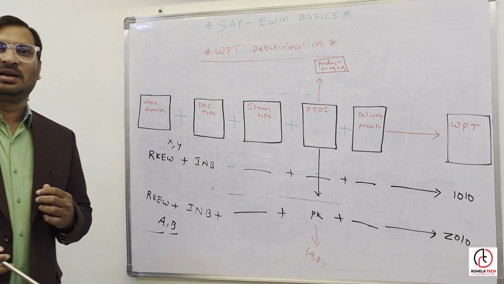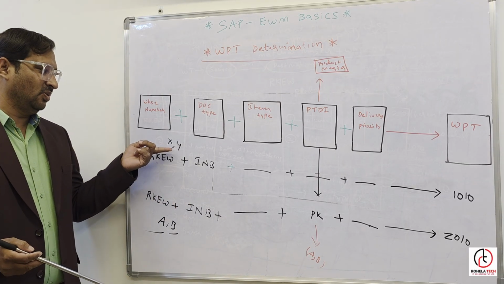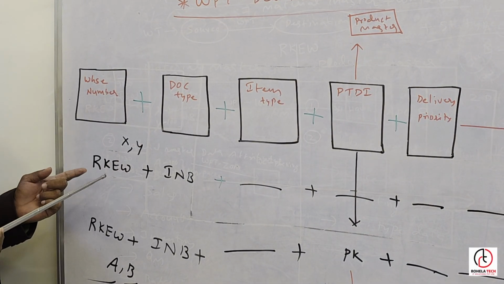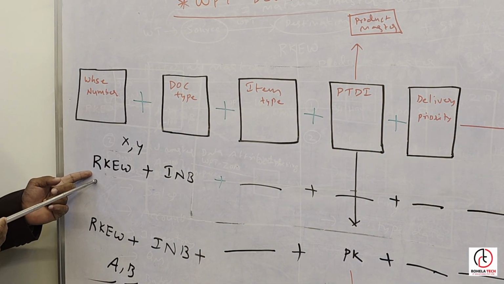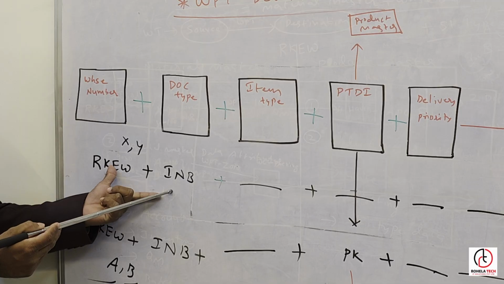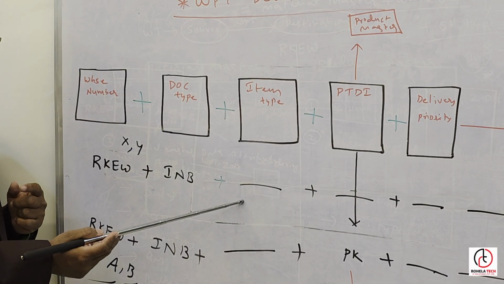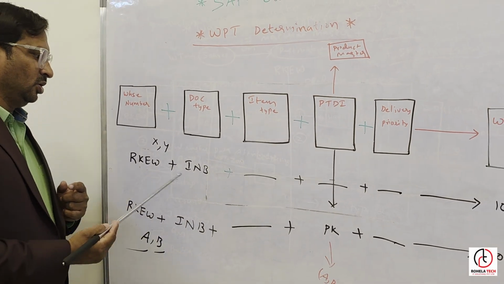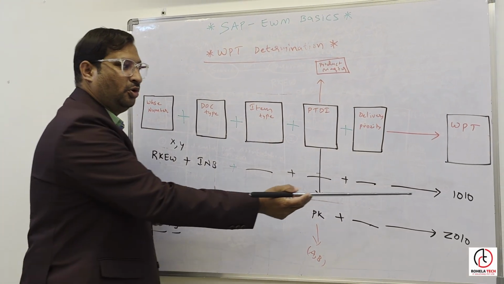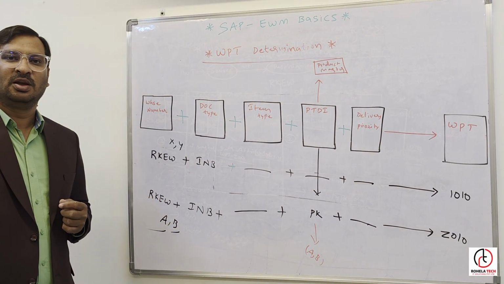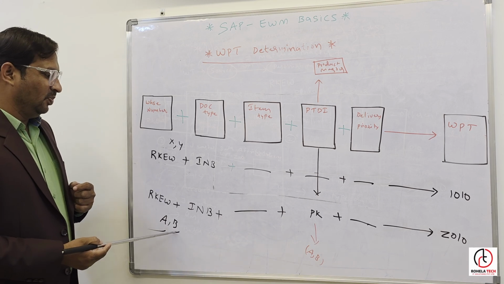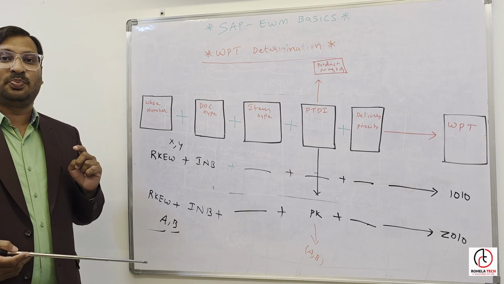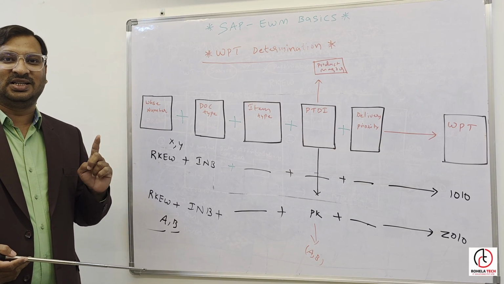Let's say, as in the last session, we have seen X and Y materials are in a packed condition. So with the warehouse number RKW and the document type INB, I am not going to consider any item type, no PTDI, no delivery priority. With these 2 factors, my system is going to determine 1010 WPT. But whereas for A and B material, my system is going to determine 0010, so that the product can go into the work center for packing.